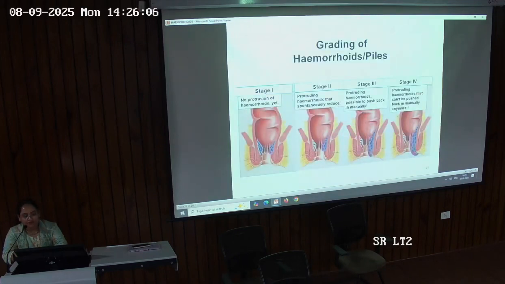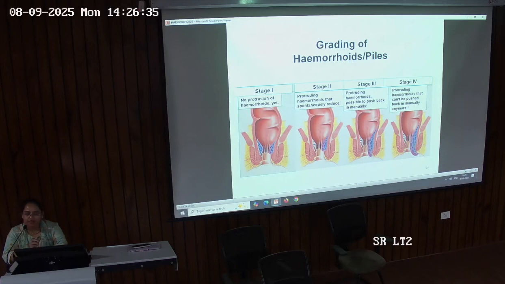Grading of hemorrhoids or piles. कैसे grade करोगे आप? First, you ask the patient. Stage 1. Patient is only complaining of bleeding per rectum. There is no protrusion, no hemorrhoid seen or felt by the patient. In grade 2, there is protrusion of hemorrhoids that spontaneously reduce after defecation. In grade 3, there is protrusion of hemorrhoids and it is possible to push them back in manually.